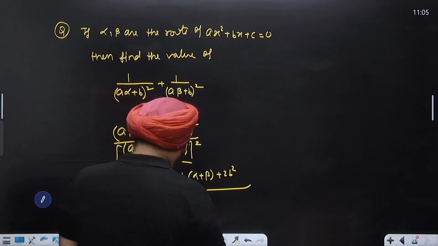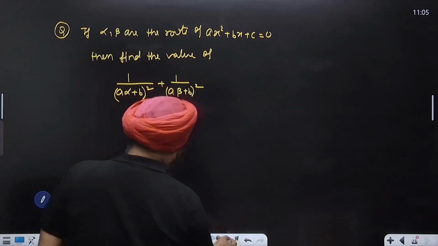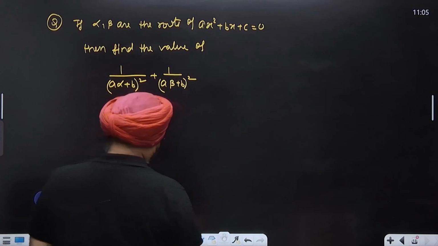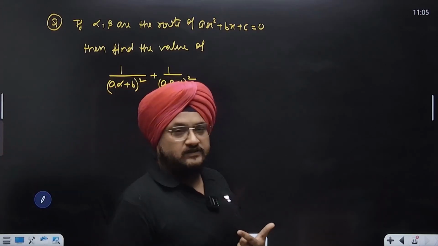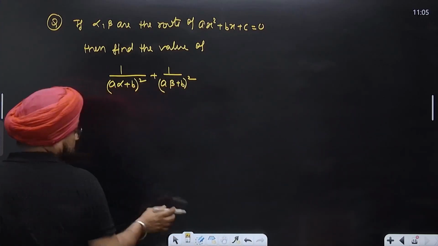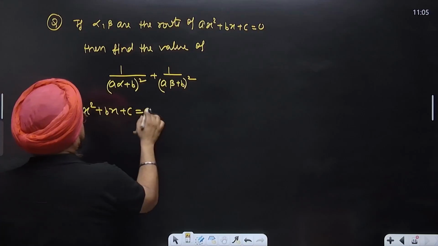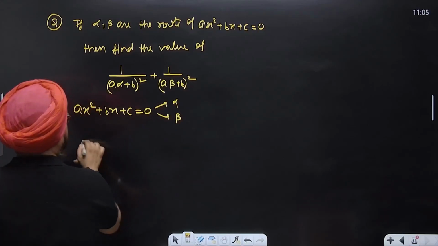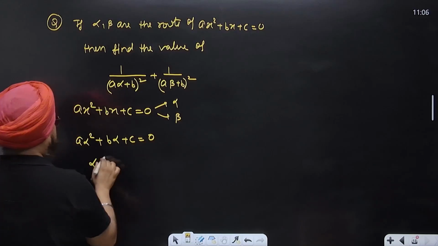But this problem can easily be done using the same way we have done the previous problem. We are seeing an expression containing a alpha plus b and a beta plus b. So if ax square plus bx plus c equal to 0 has roots alpha and beta, then a alpha square plus b alpha plus c is 0.